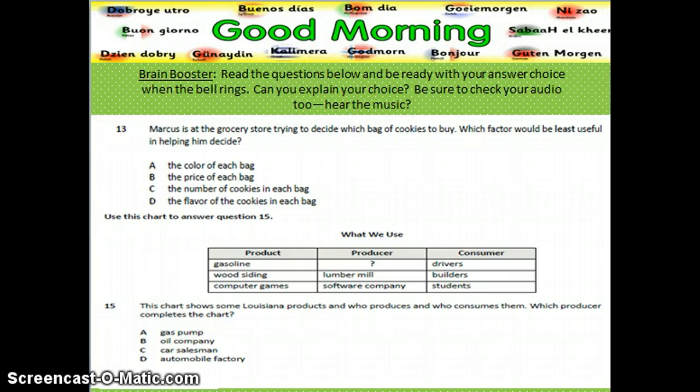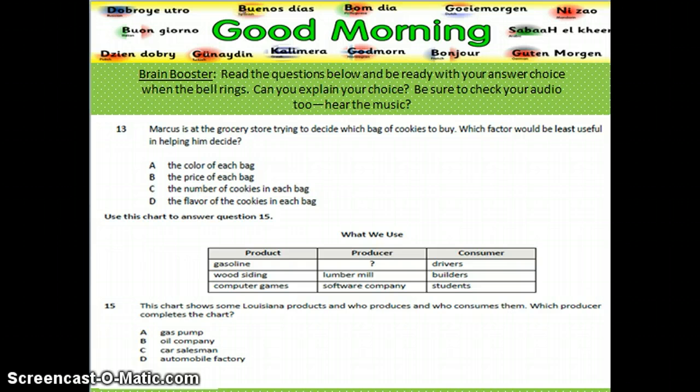Marcus is at the grocery store trying to decide which bag of cookies to buy. Yum! Which factor would be the least useful in helping him decide which cookies to buy? A, the color of each bag. B, the price of each bag. C, the number of cookies in each bag. Or D, the flavor of the cookies in each bag. I want you to think about this and be ready to answer these questions just as soon as you log in tomorrow for class, because we're going to have a busy class and I want this ready to go.